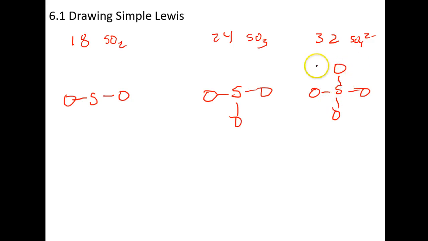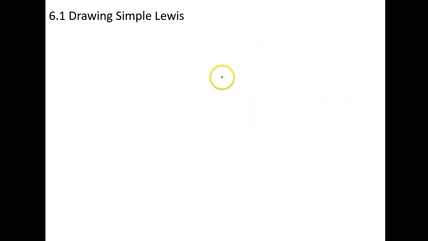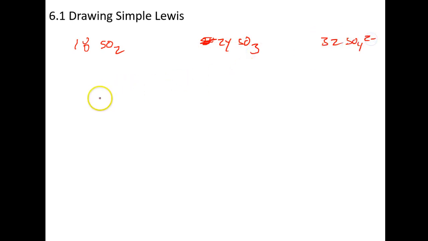All right, on each page I'm going by a new rule. So the next one, again, this is 18 valence electrons for SO2, 24 for SO3, and 32 for SO4 2 minus. I have my skeletal structure. All right, that was step 2.